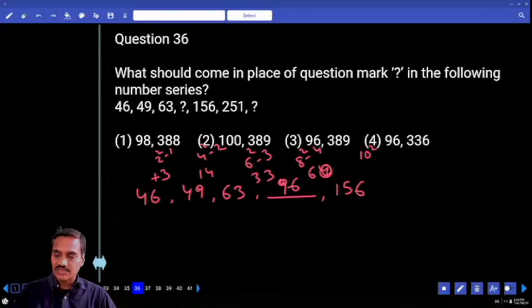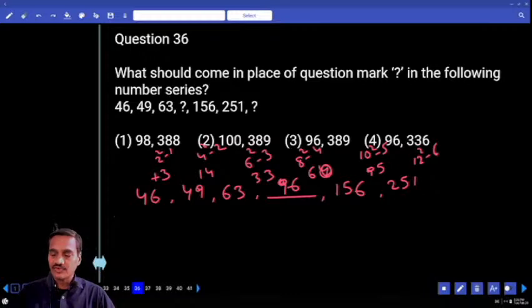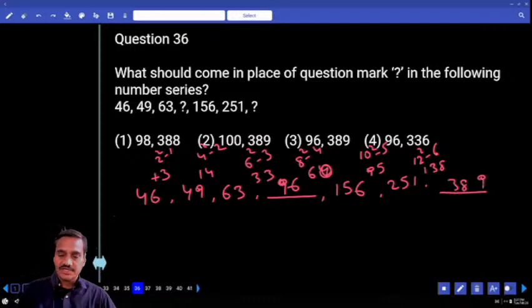What is 10 square minus 5? 95. Now if 95 is added to this one, 251. Is it correct? 251. Next one, 12 square minus 6. And 144 minus 6, how much to be added? 138. 138, tell me what is your answer? 8 plus 1 is 9, and 25 plus 13 is how much? 38. Now 389, and that is in the choices, choice 3.